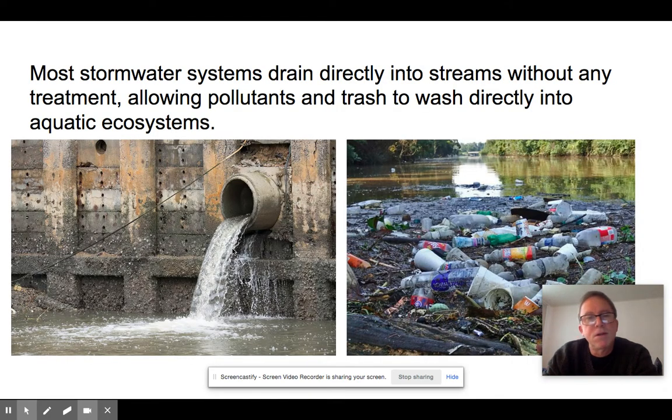But the motor oil is coming into the river, the fertilizers, pet feces, the trash. It all just ends up getting dumped into the river unless we do something about it. So urban runoff does tend to cause quite a bit of pollution in stream systems.